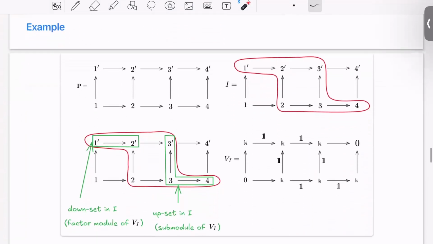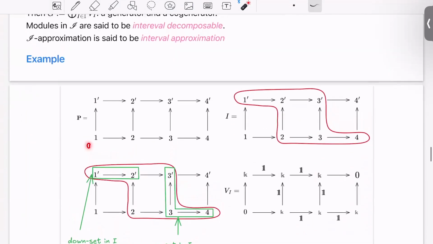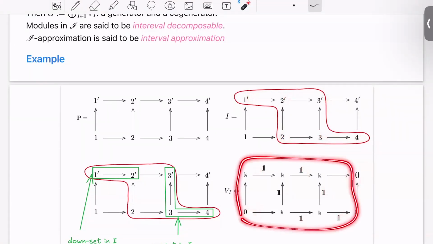Now, for example, let P be a finite poset, something like this, 4 times 2, a two-dimensional grid. For example, this is an interval of P. Then the interval module V_I is given as before: K, K, K, K, K, K, with identity maps, and the other ones 0. So this is an interval module.